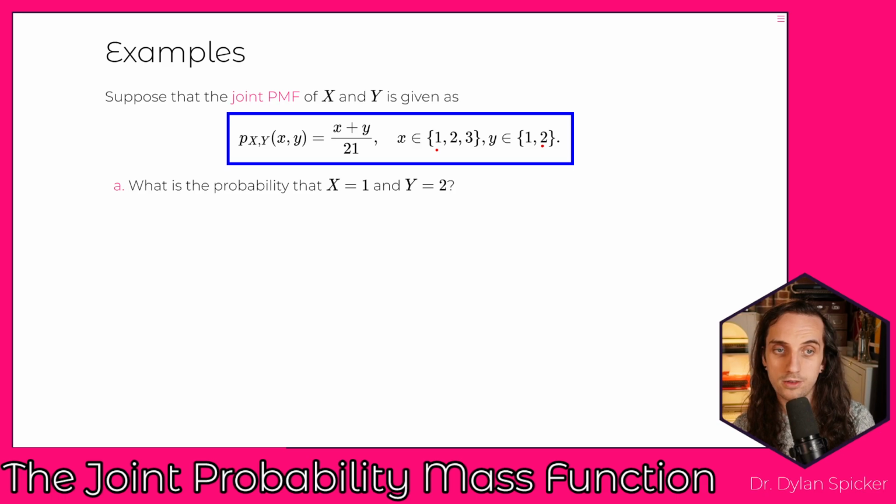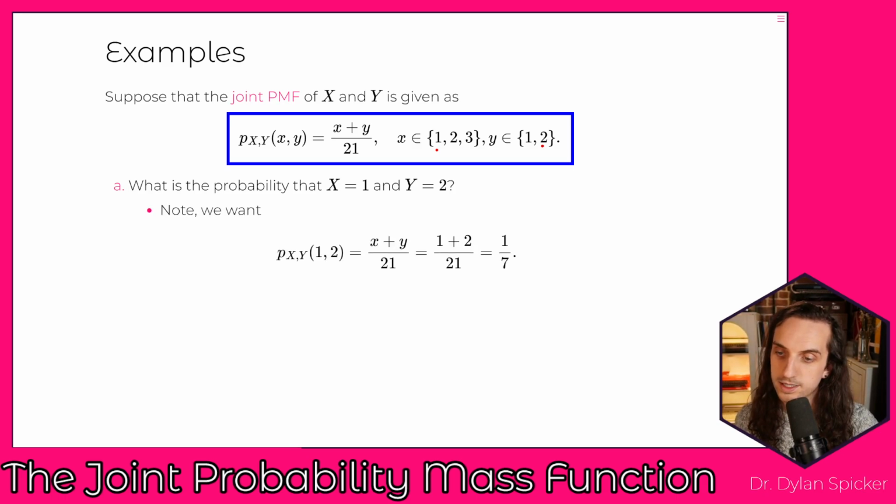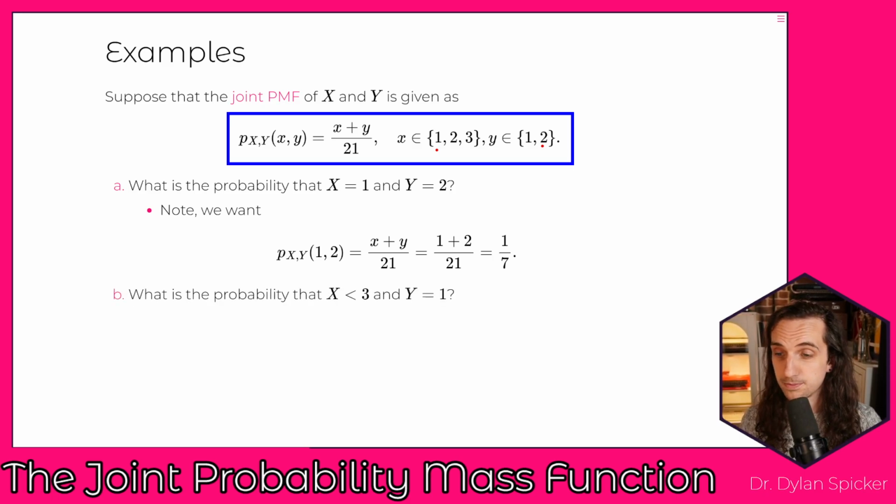Okay, and so if we walk through that argument here, we want to plug in 1 and 2. That's x plus y over 21, which gives us 1 in 7 when we simplify down.